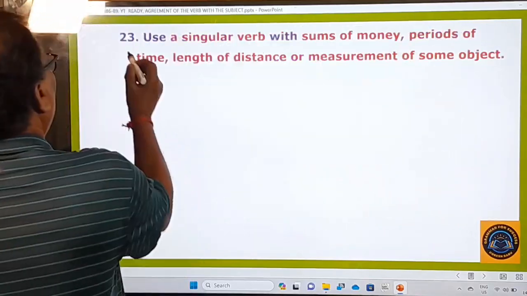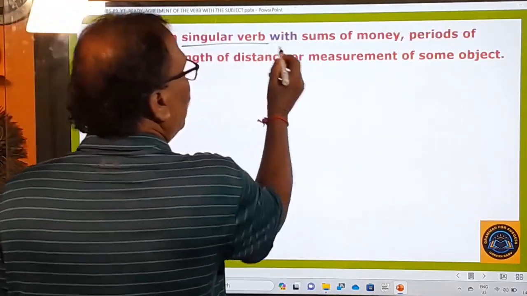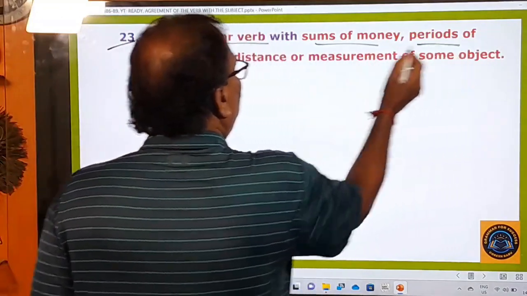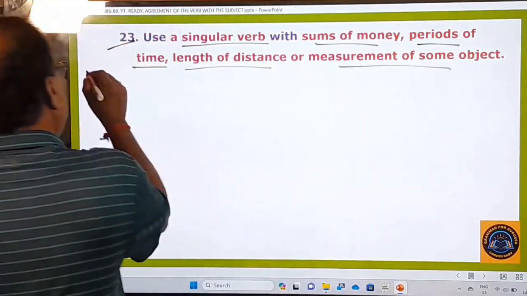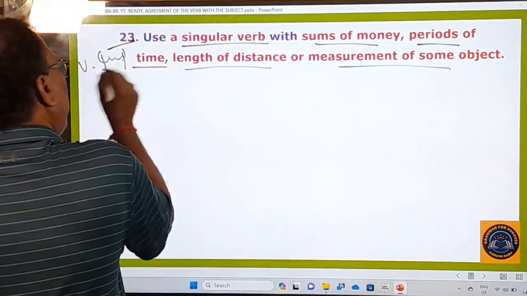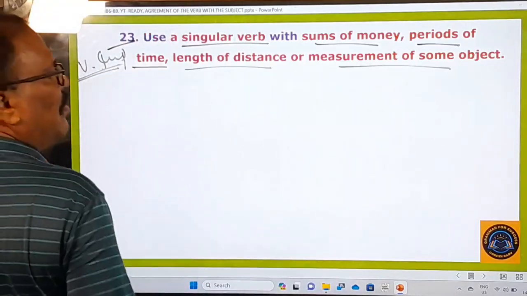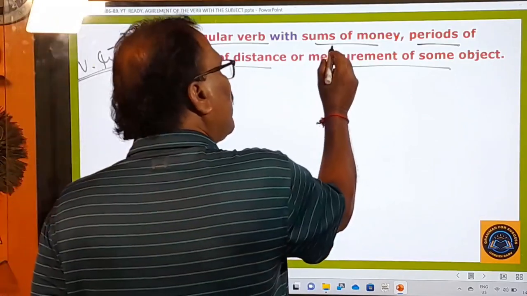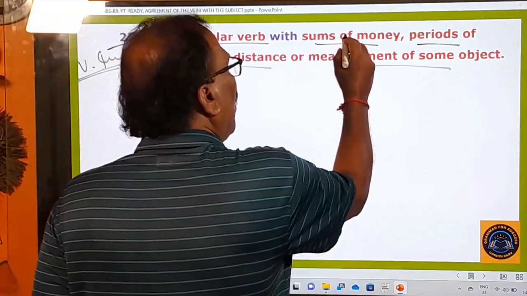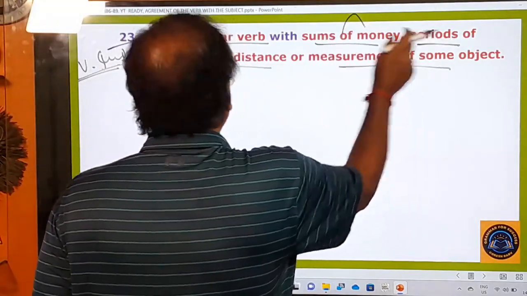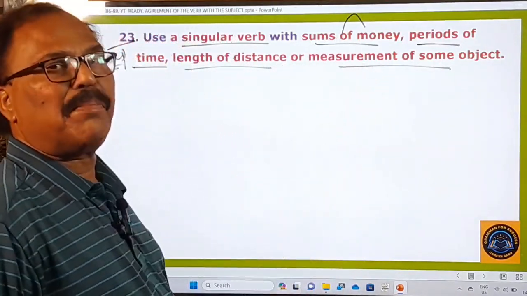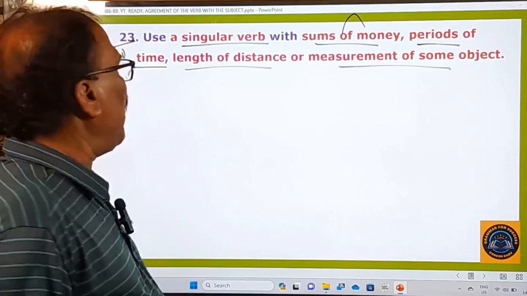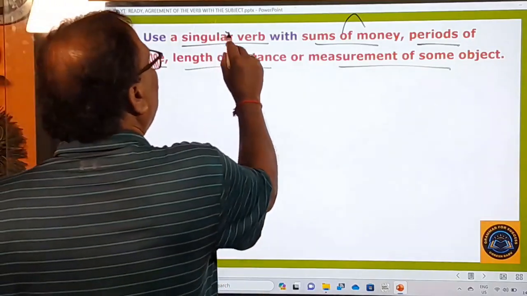Right. The 23rd one is here. Use a singular verb with sums of money, periods of time, length of distance, and measurement of an object. This is also again a very important rule. Most of the students, most of the people, use only the plural verb after sums of money, periods of time, length of distance, or measurement of some object, but it should not be like that. Only the singular verb must be used after them.